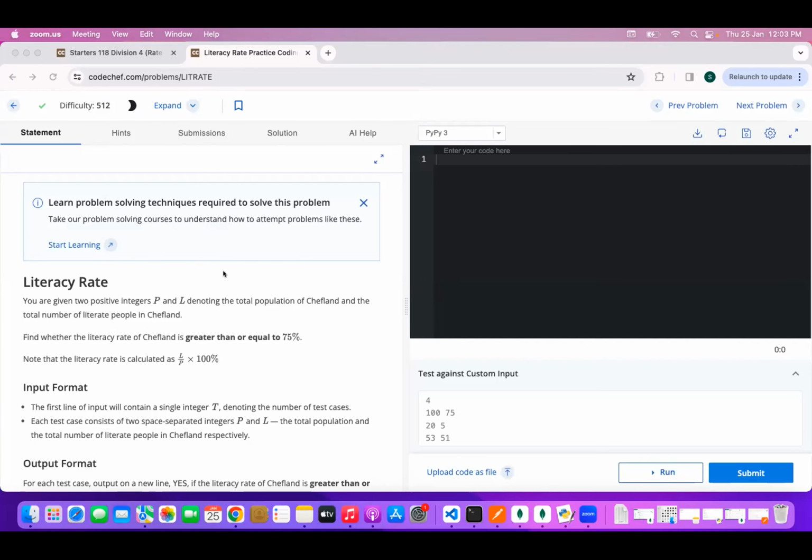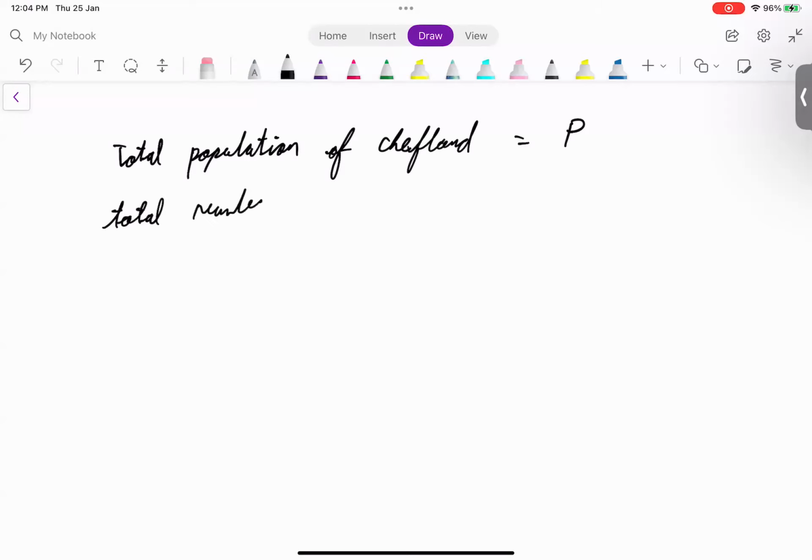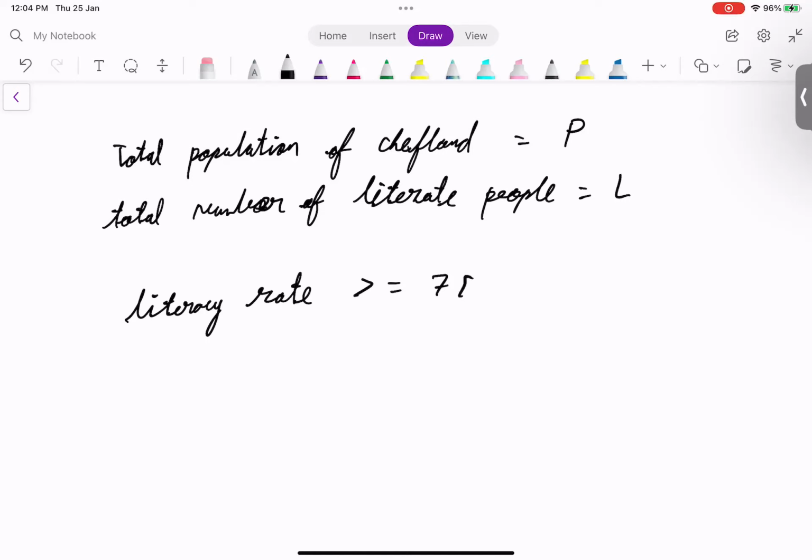The next question of CodeChef Starters 118 is Literacy Rate. In this question, we are given the total population of Chef Land, which is P, and the total number of literate people, which is L, and we have to say whether the literacy rate is greater than or equal to 75% or not. If it is greater than or equal to 75%, we need to output yes, otherwise no.